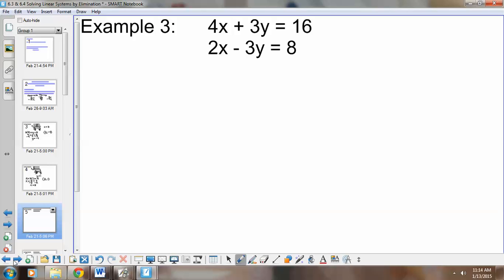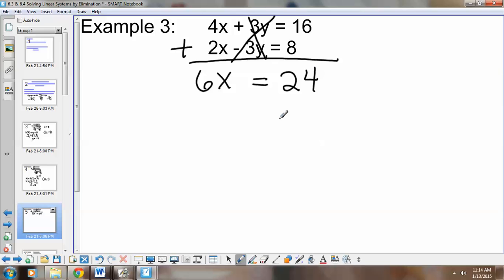How about this example? Can we use elimination here? Yes, we sure can. We have opposite terms. Which variable is going to be eliminated? The y's. So let's add the x terms together. 4x plus 2x is 6x. 3y minus 3y is 0. And 16 plus 8 is 24. We can solve by dividing by 6. So x is 4.